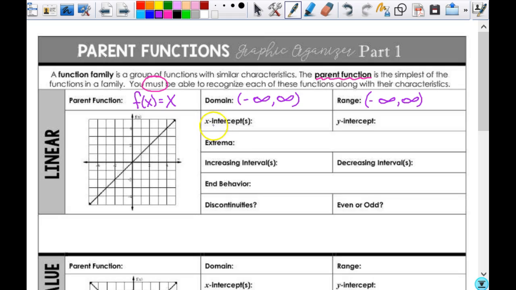Now, when it says intercepts, what form should it be written in? Ordered pair. So the x-intercept is what? (0, 0). Is that the only one? Yes. Okay. Y-intercept, what is that? (0, 0). They happen to be the same number.